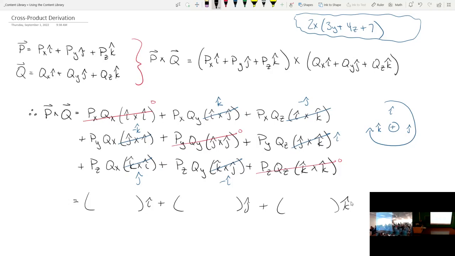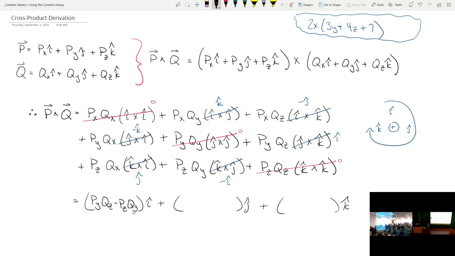So let's deal with the i vector. We've got that and that. This is positive and this is negative. So maybe PYQZ minus PZQY. Did I do that right? Looks like I did. What about the j vector?